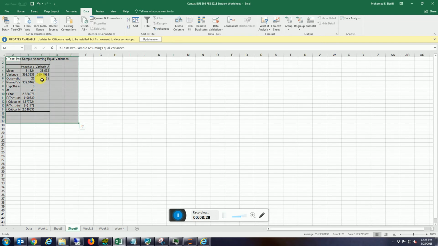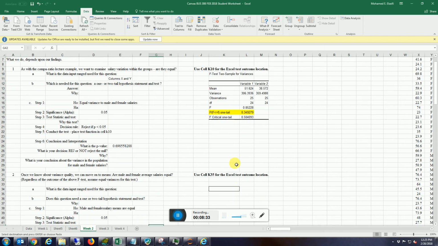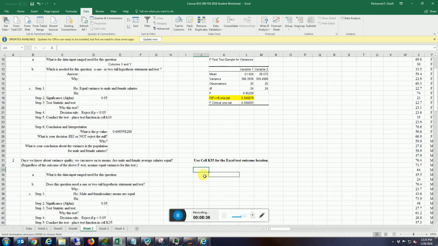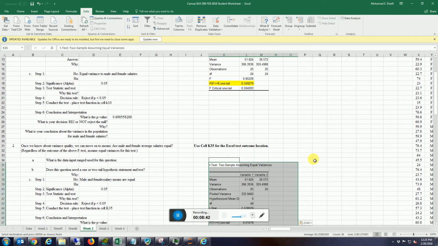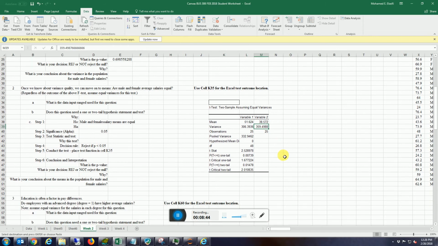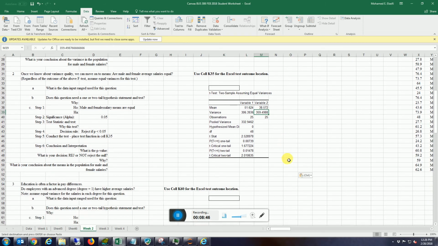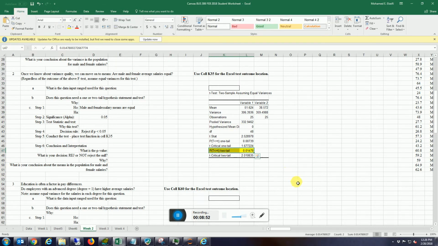So again, we take this and we copy it to our worksheet. So let's say use cell K35, so we can paste it right here. And again, we highlight the p-value. Remember, here we're doing a two-tail test, so that's the p-value that we're looking for.